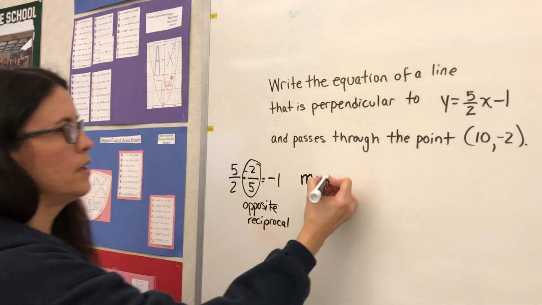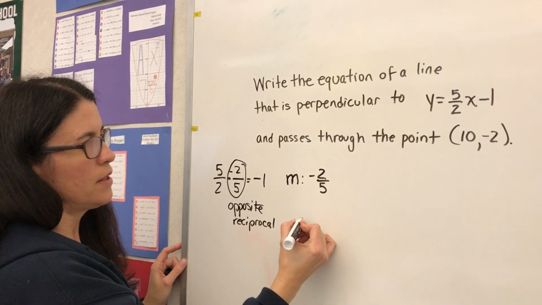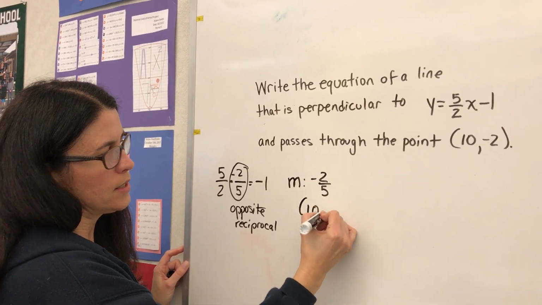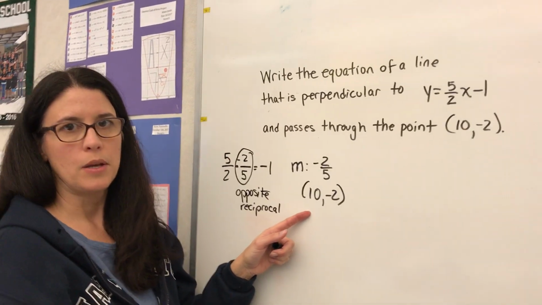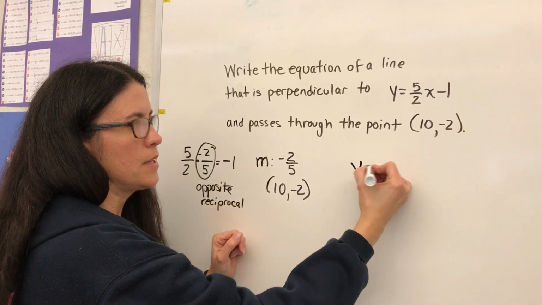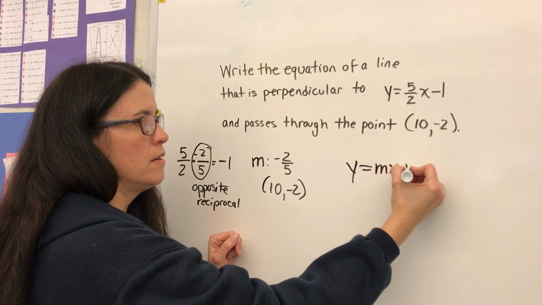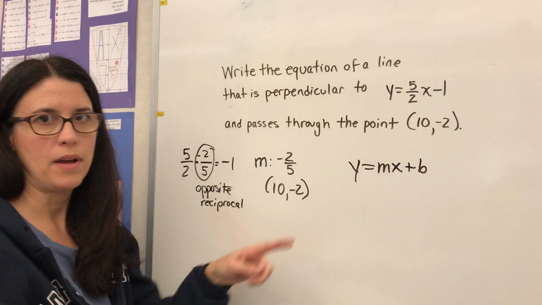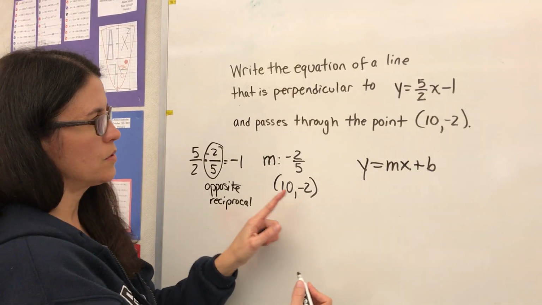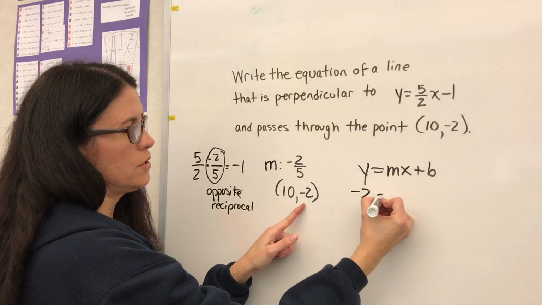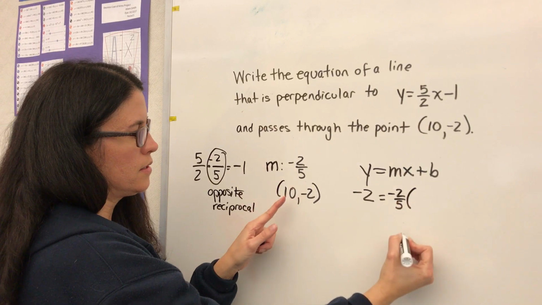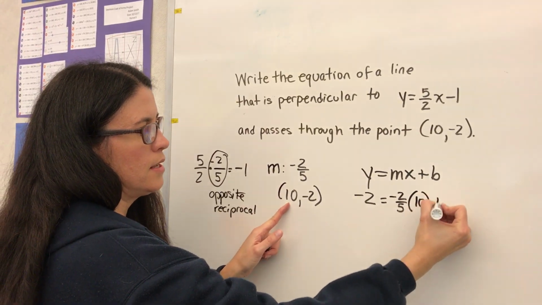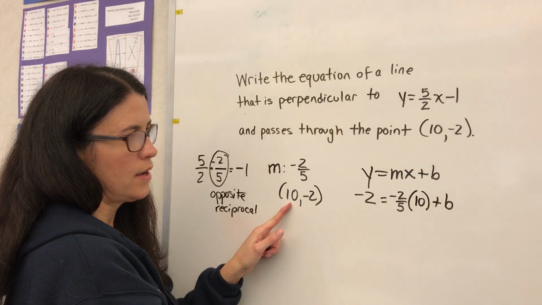So my slope is -2/5, and my point is (10, -2). Now I'm going to plug into y equals mx plus b and find out my value of b. So y is -2, m is -2/5, x is 10, b is what I'm trying to find.